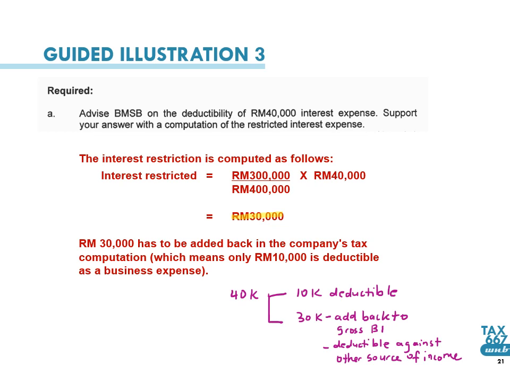Okay, faham kan? This company claim yang dia punya interest expenses semua sekali 40,000. Dia nak tolak semua sebab dia kata this one adalah business expenses allowable. Tapi kita kira ikut formula, interest amount will be restricted to 30,000. 30,000 tu restricted, kena add back. Meaning that hanya 10,000 sahaja yang dibenarkan untuk tolak.